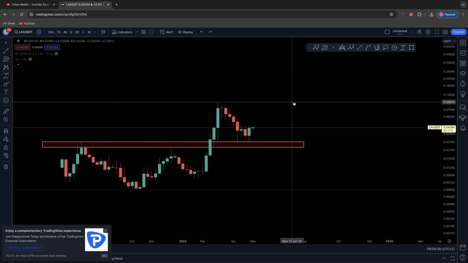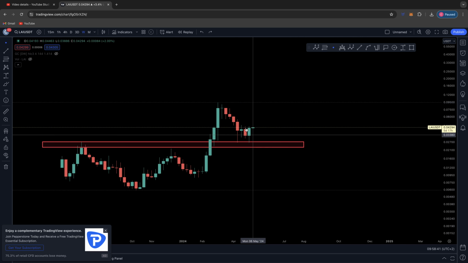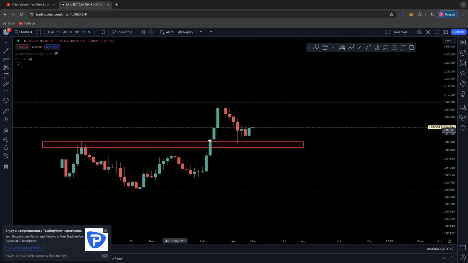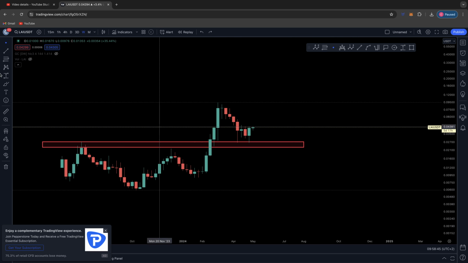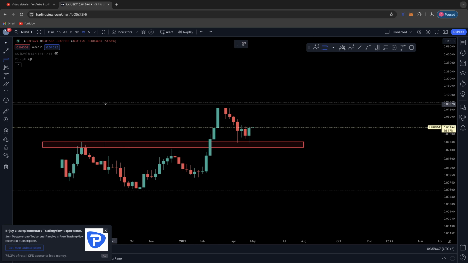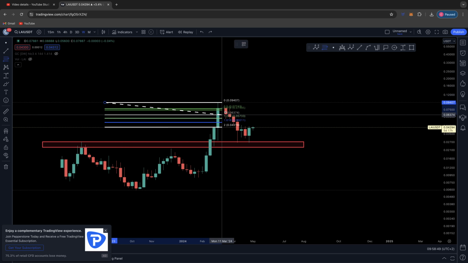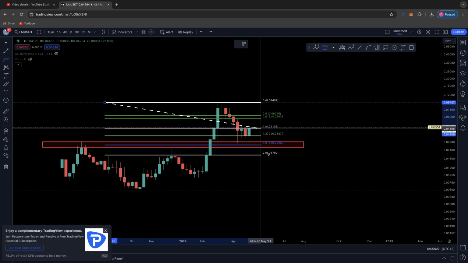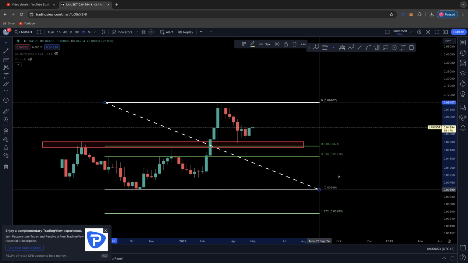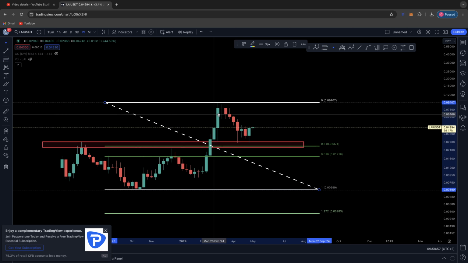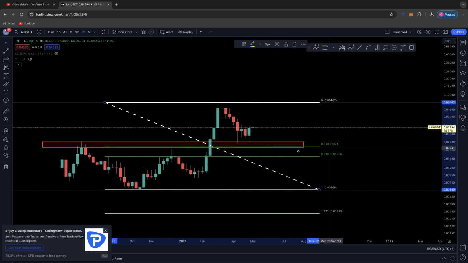Now, again, why this might also be quite a strong point of resistance, it's quite interesting, because from the local all-time high to the all-time low, you can see that we haven't actually come back to the key 050 or 0618 support.